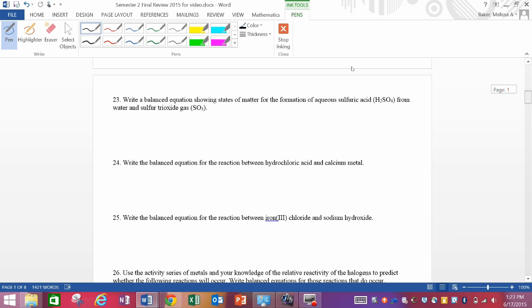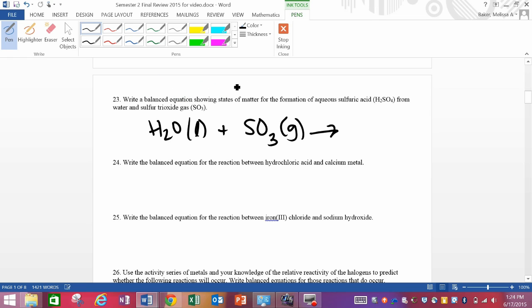Alright, let's move on to the wordy ones. This one says, write a balanced equation showing the states of matter for the formation of sulfuric acid from water, which you know is a liquid, and sulfur trioxide gas. It forms aqueous H2SO4. So this is it. As long as it's balanced, which it is, we're done. So the only background knowledge that you needed here, it told you everything else other than the formula for water and that it's a liquid.